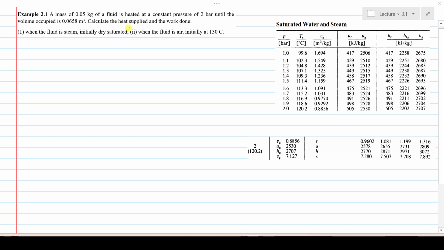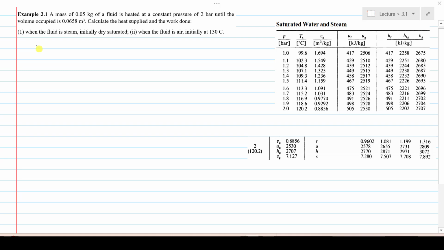We need to calculate the heat supplied and the work done. Its initial conditions are given: when the steam is dry saturated, and when it is air, its initial temperature is 130 centigrade. Then it is heated at a constant pressure of 2 bar until its final volume V2 reaches 0.0658 meter cube.